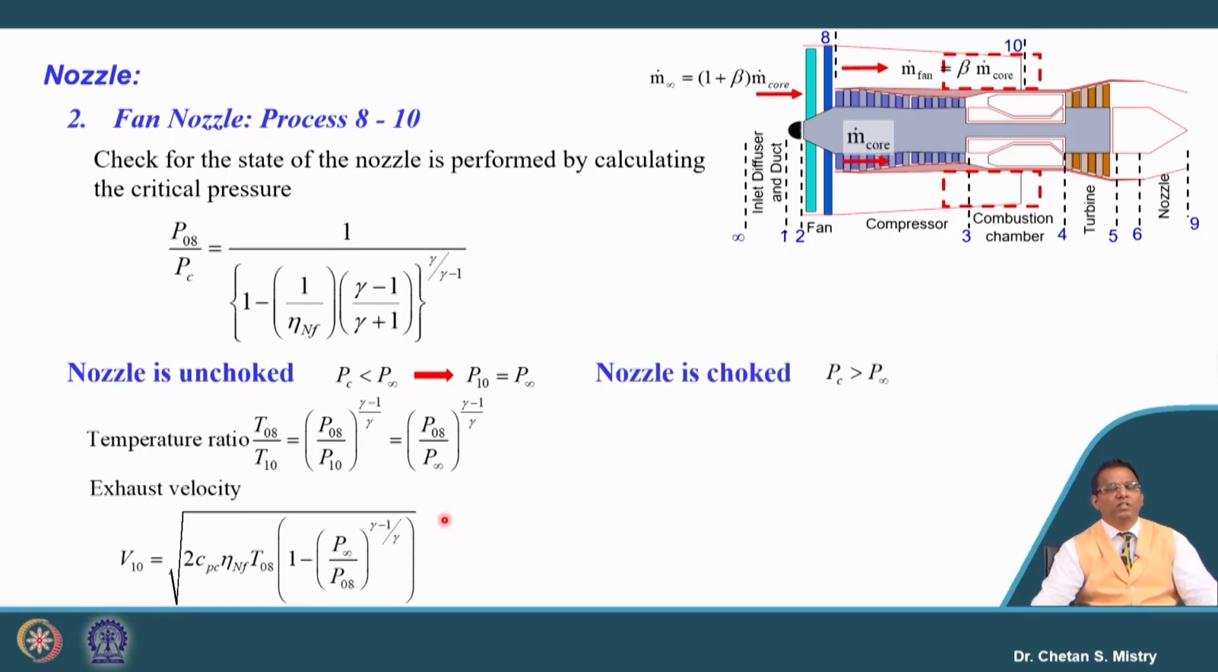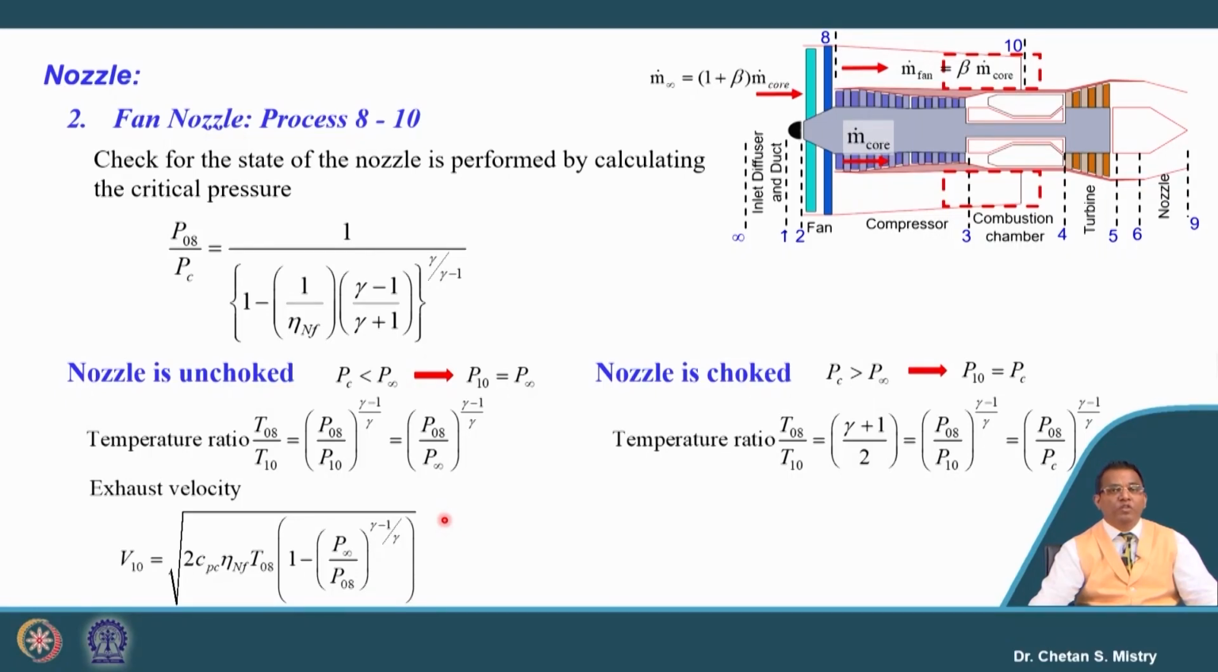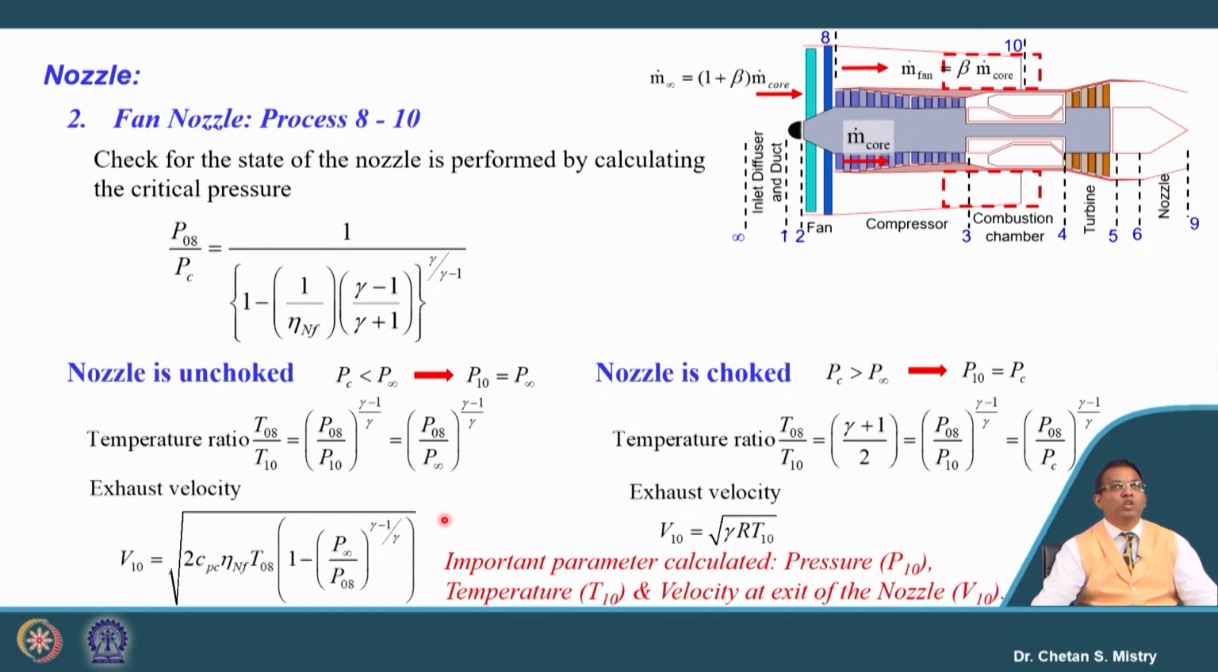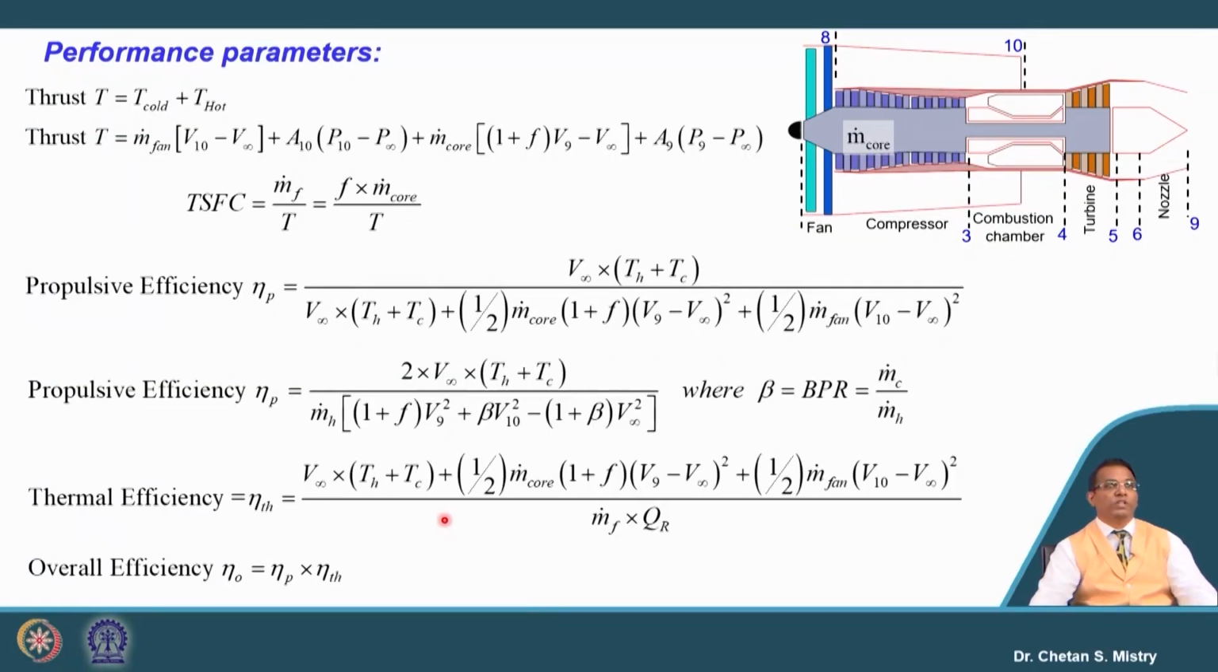Now, look here, suppose the critical pressure is greater than the atmospheric pressure. Under that configuration our exit pressure we will take as the critical pressure, and we can calculate our temperature ratio. In the same way, by using this equation we can calculate our exit velocity. Okay. Now, we know all these cycle parameters in terms of pressure, temperature, velocity; we are doing the calculation in order to calculate our performance parameters. That is our main target. So, let us look at how we use this data.